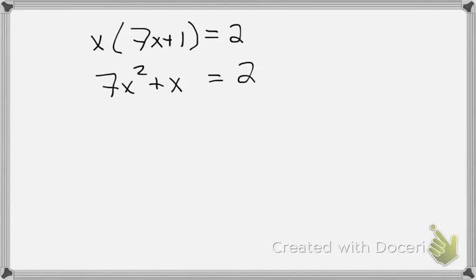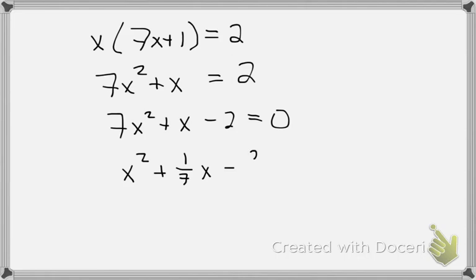Now, if this were factorable, we would bring the 2 over, get that standard form, right? That's always a good step to get into standard form. However, not factorable. So what do we have to do? Completing the square, and that starts with dividing everything by 7, getting rid of that 7. So that's going to give me x squared plus 1/7 x minus 2/7 equals 0.